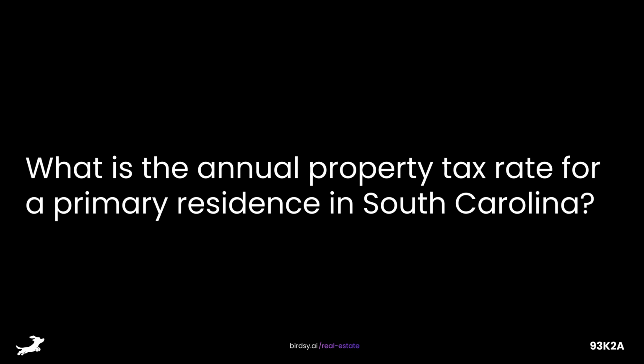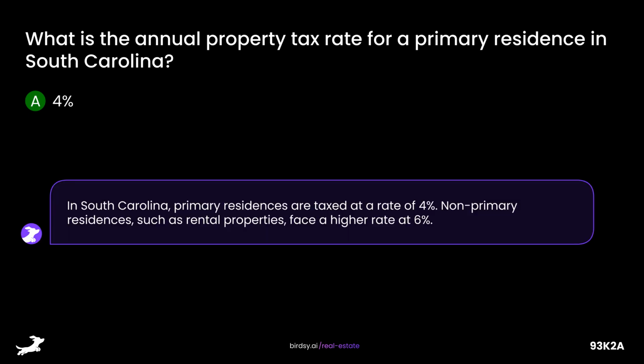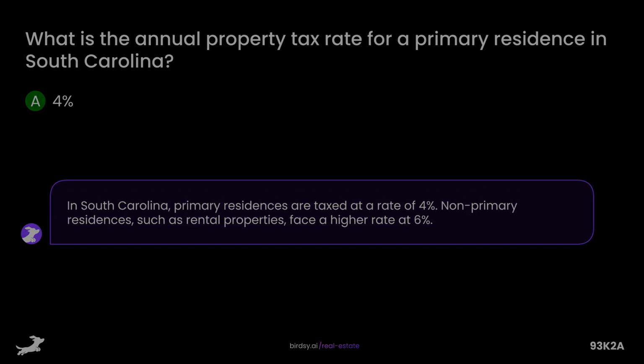What is the annual property tax rate for a primary residence in South Carolina? Is it A, 4%, B, 6%, C, 8%, or D, 10%? The answer is A, 4%. In South Carolina, primary residences are taxed at a rate of 4%. Non-primary residences, such as rental properties, face a higher rate at 6%.